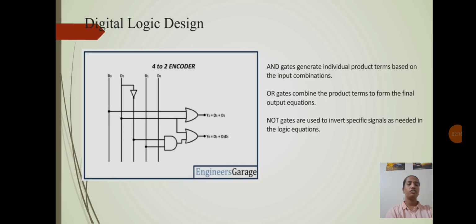The figure shown on the screen is a digital logic design of the 4:2 encoder. AND gates generate individual product terms based on the input combination. OR gates combine the product terms to form the final output equation. NOT gates are used to invert specific signals as needed in the logic equation.